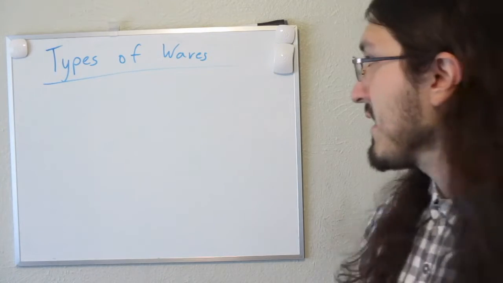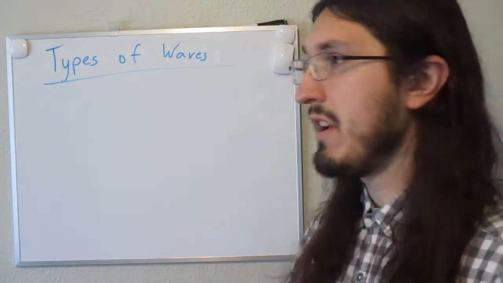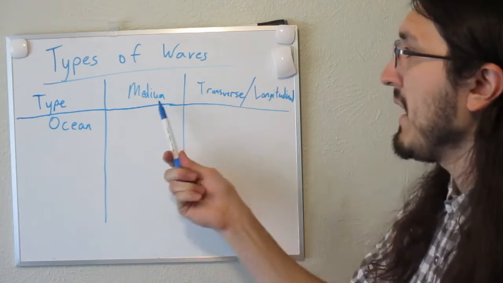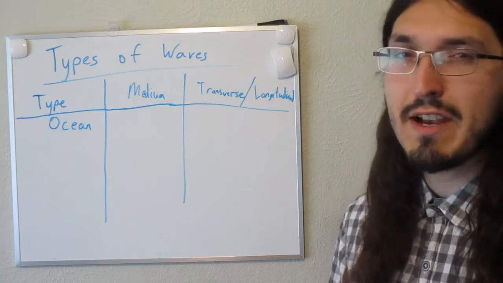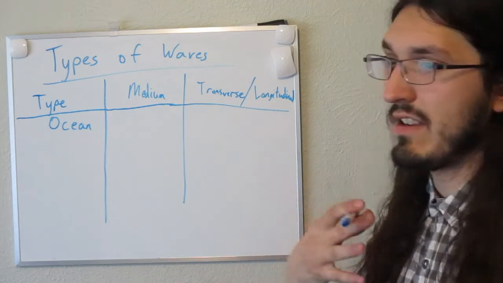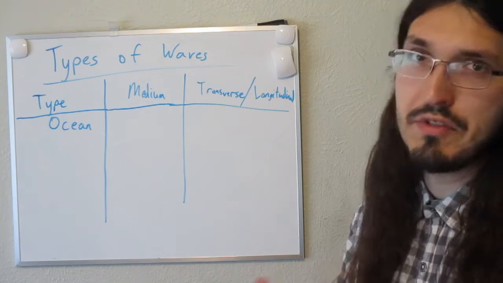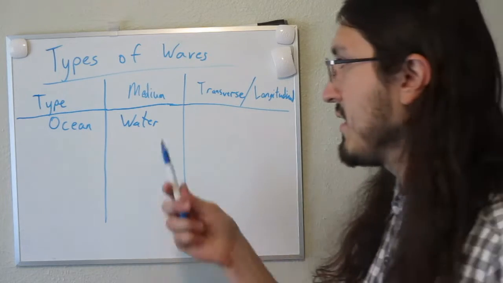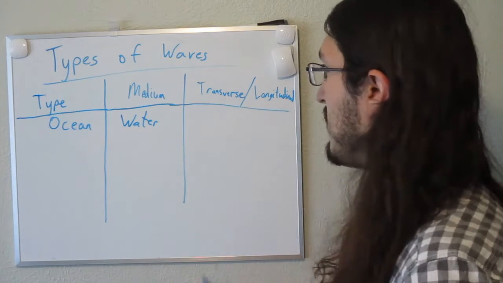Okay, so starting off easy here, we'll talk about an ocean wave. Ocean waves have a medium of water. Obviously oceans are made out of water, and the energy that is moving through those waves has to travel through that water. And I've asked myself, is an ocean wave transverse or longitudinal?